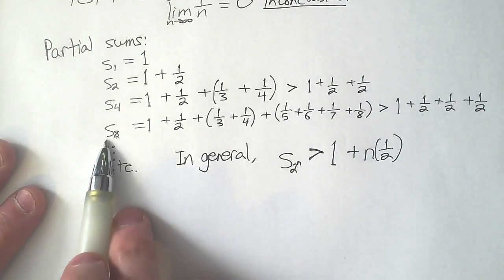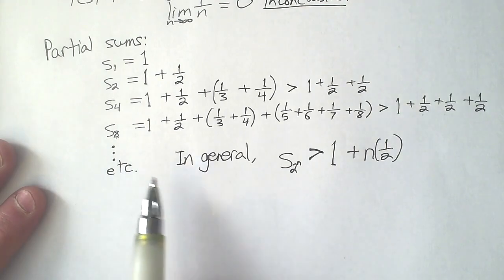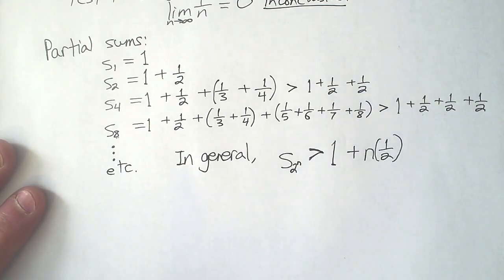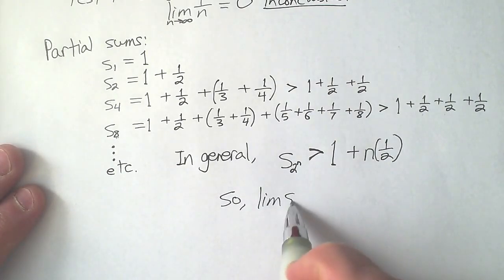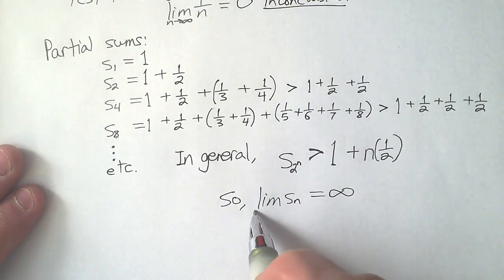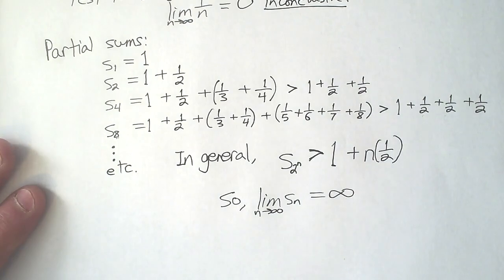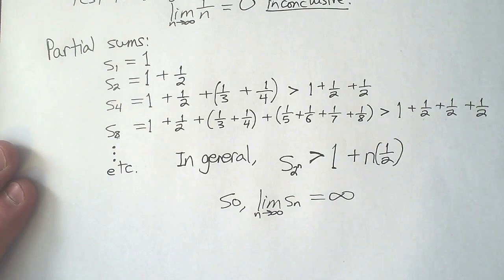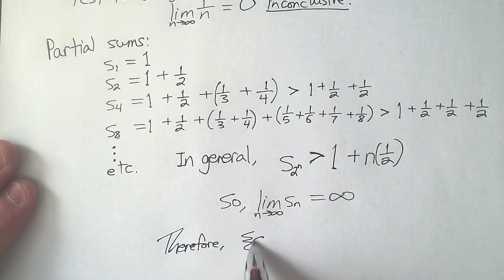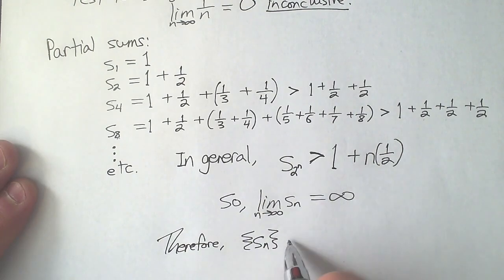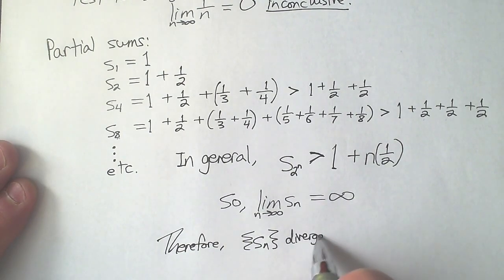So if we keep going, if we did S16, S32, and so on, you would keep adding more 1/2s forever. And because of that, this limit goes to infinity. It's kind of a weird argument, and we only use it for this one case, this one series. But we're going to establish that this means the sequence of partial sums is a divergent sequence.